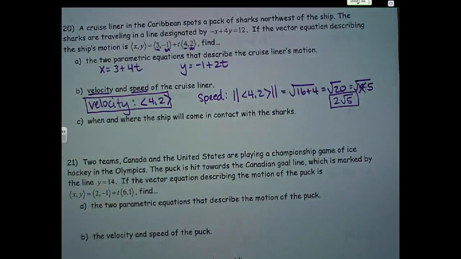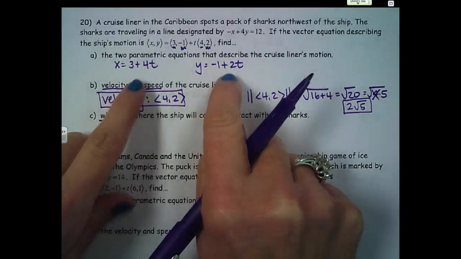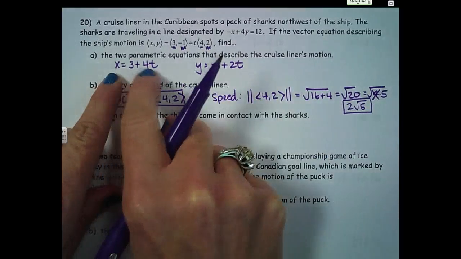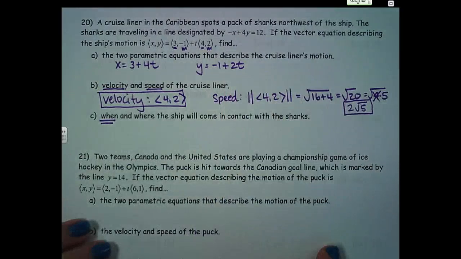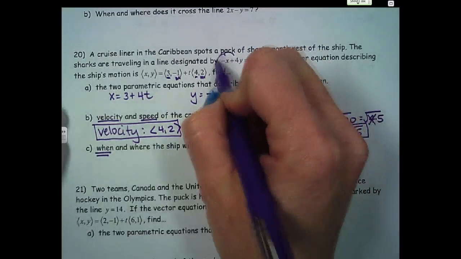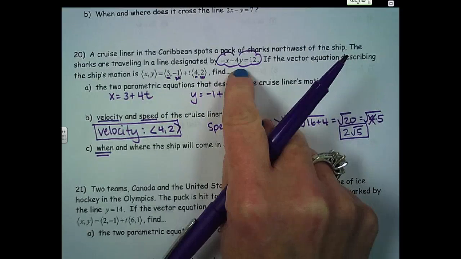The last thing it's going to ask you is part C. When and where the ship will come in contact with the sharks. Okay, when is time and where is the point? When and where. Okay, the when is found in terms of time. The only thing I have in terms of time were in A. X in terms of time is 3 plus 4t, and Y is -1 plus 2t. So what you're going to do is you take the line that the shark was described with right here, and you're going to talk about that in terms of time.